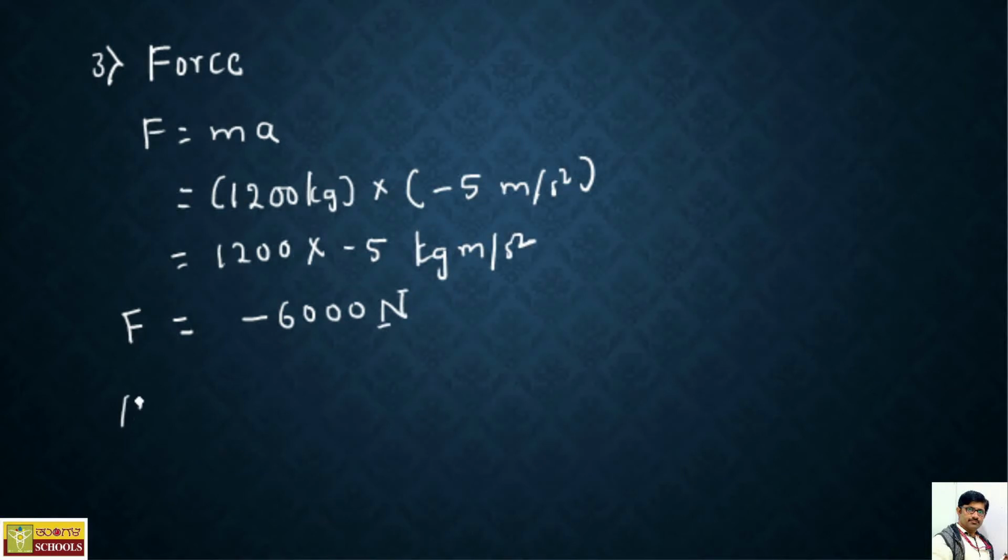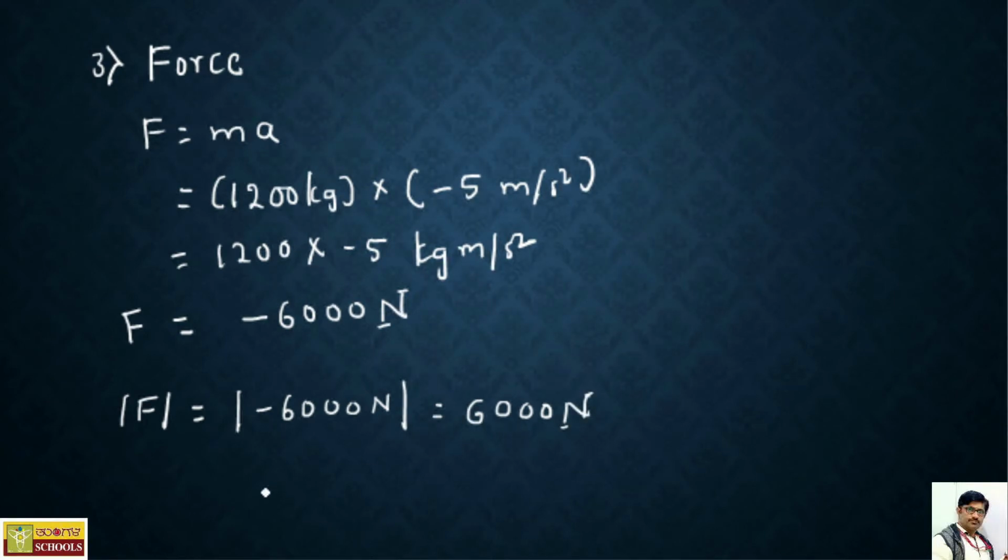Therefore, I can write it as mod of F. Mod of F means magnitude of F. Therefore, you can skip this. So you can write directly minus 6000 Newton, which is equal to anything inside the mod. As per the mathematical rule, it can be taken as positive. That is one of the rules, so don't get confused. Okay. So 6000 Newton will be the magnitude of force. I hope you got this problem correctly.